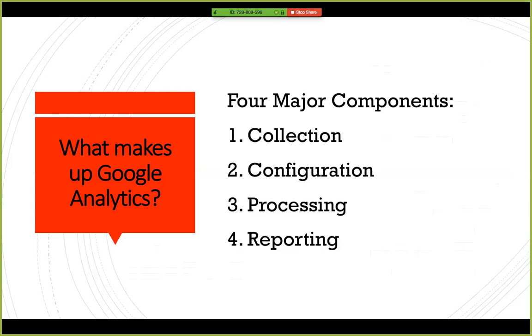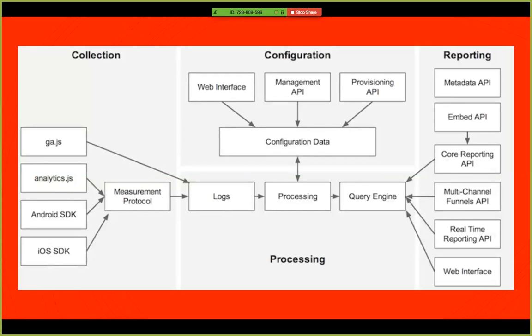So what makes up Google Analytics? How does it function? Well, there are 4 major components: collection, configuration, processing, and reporting. This is a general overview of how the entire process works, and I'm just going to dive a little bit deeper into each step specifically and each micro step just to see how the whole thing comes together.